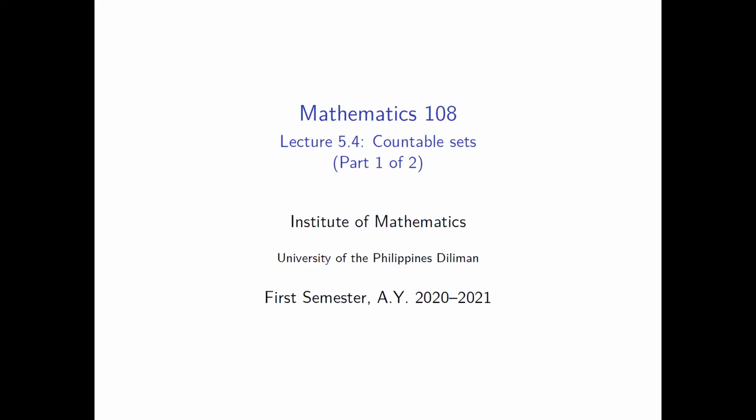This is part 1 of lecture 5.4, Countable Sets. In this video, we will give some sufficient conditions in order for a set to be countable. The results that we will present are generalizations of results that we have learned for finite sets. At the end of this video, you are expected to be able to use these properties to give short proofs of statements involving countable and uncountable sets.